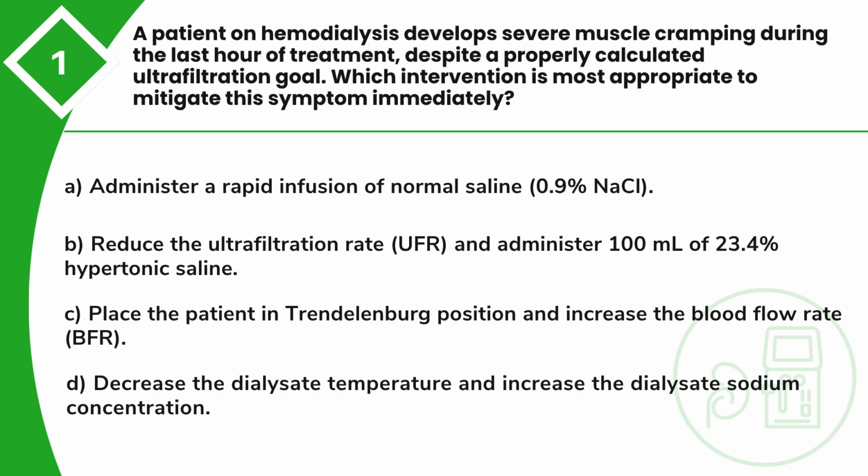Question 1. A patient on hemodialysis develops severe muscle cramping during the last hour of treatment, despite a properly calculated ultrafiltration goal. Which intervention is most appropriate to mitigate this symptom immediately? A. Administer a rapid infusion of normal saline 0.9% NaCl.